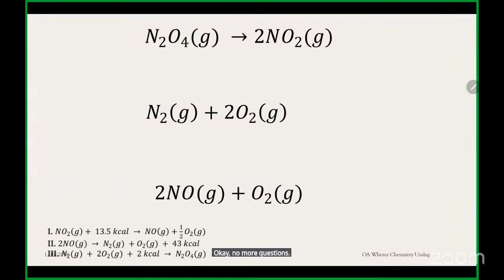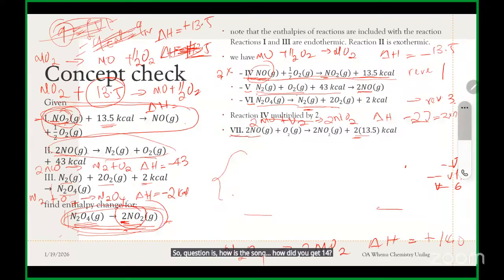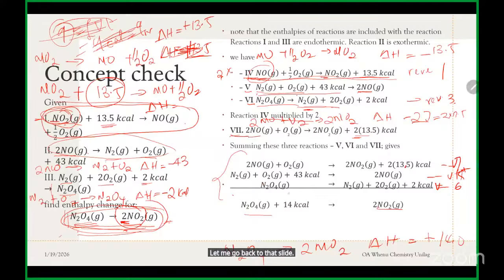If you want to put it in a diagram form, these are the equations that were given. So the question is, how did you get the sum of 14? Let me go back to that slide. So you have 43 here, you have 27, and then you have 2. Again, how do I write it?